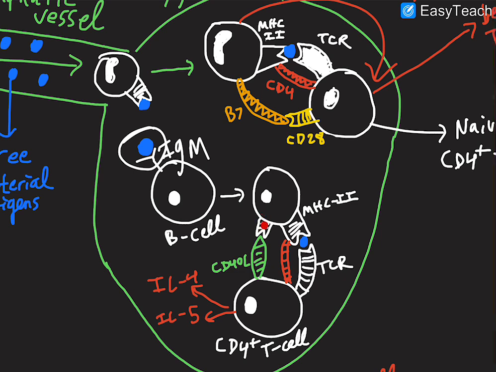Once this interaction happens, then your T cells get activated. Then your T cells can release interleukin 4, interleukin 5, and then these interleukins can now cause your B cells to differentiate and class switch into IgG secreting plasma cells, IgE secreting plasma cells, and IgA secreting plasma cells. Okay, so that's how you start making antibodies against this Campylobacter jejuni.